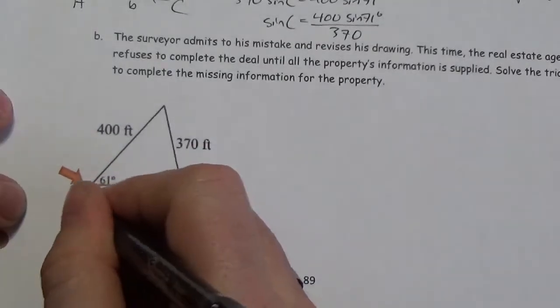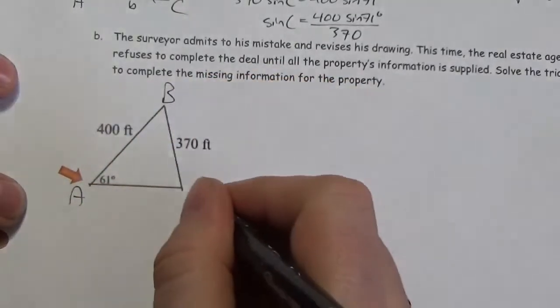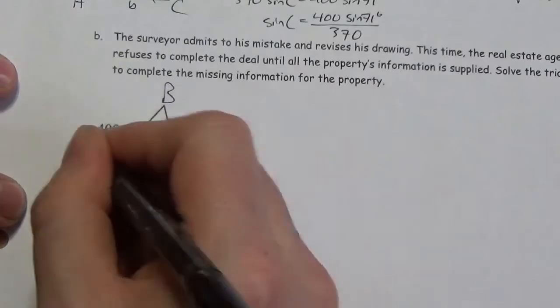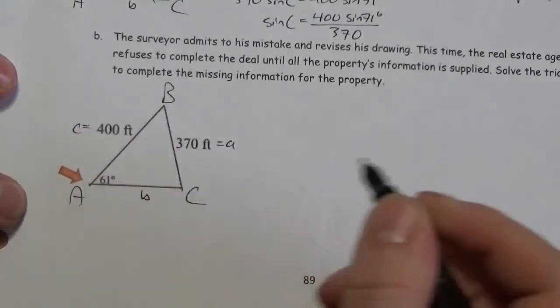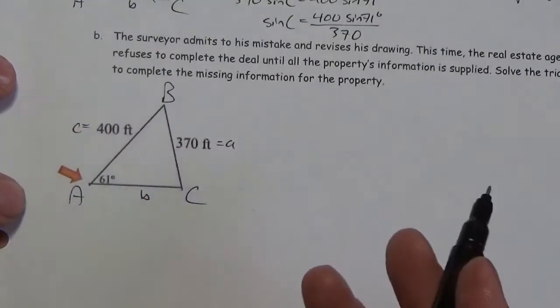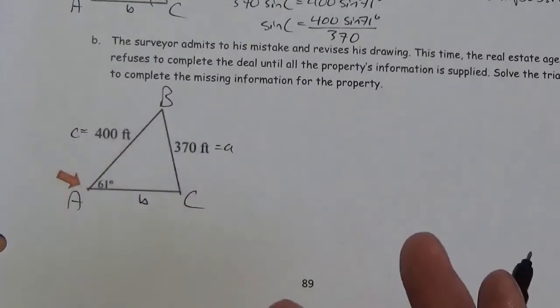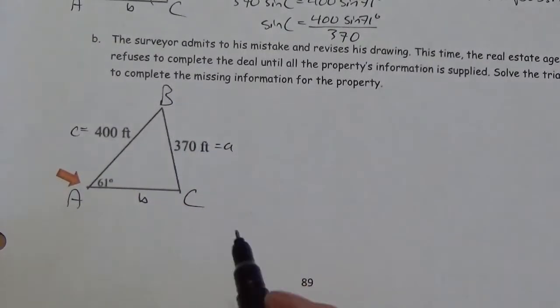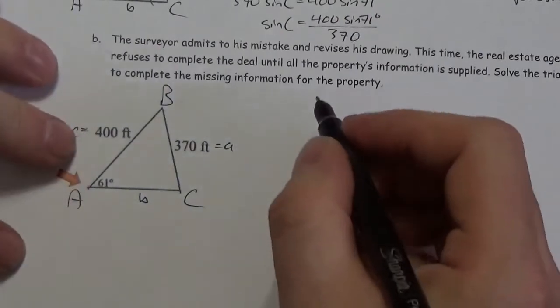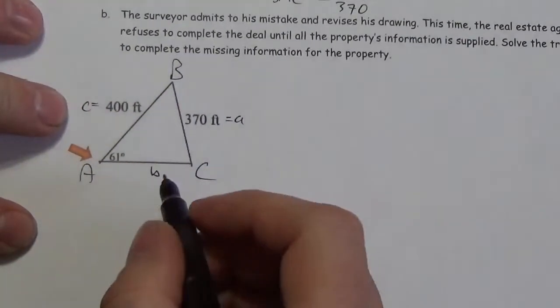So let's relabel it A, B, C. So this will be little a, this will be little c. We don't know b here. Okay, so now we're going to go through and find everything here that we don't know. The first thing we're going to do is find angle C. So let's come down here.